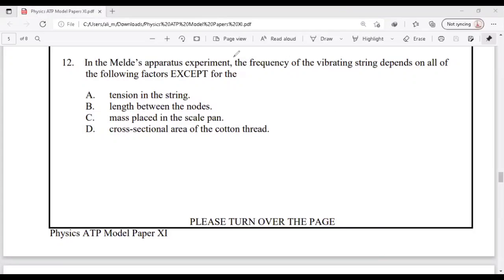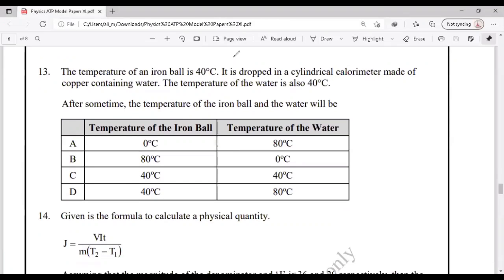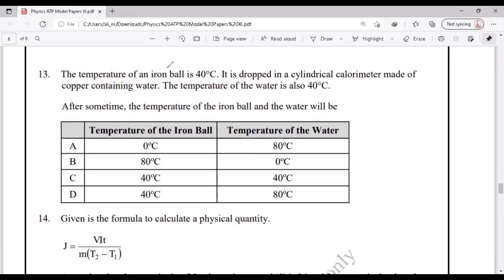Let's come to our question number 13. The temperature of the iron ball is 40 degrees centigrade. So we have an iron ball at 40 degrees. It is dropped in a cylindrical thermometer made of copper containing water. The temperature of water is also 40 degrees centigrade. So this is the temperature of water. After some time, the temperature of the iron ball and the water will be?